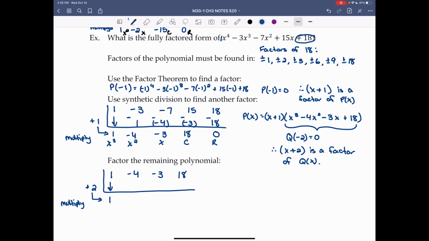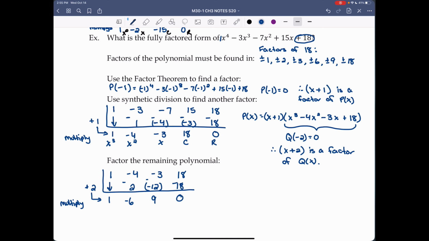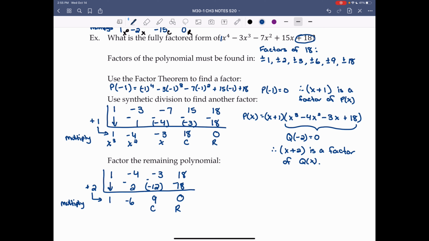Drop down the first coefficient, and then multiply. 2 times 1 is 2. Subtract inside. Negative 4 minus 2 is negative 6. 2 times negative 6 is negative 12. Subtract. Negative 3 minus negative 12 is negative 3 plus 12, which is 9. 2 times 9 is 18. Subtract, 18 minus 18 is 0. That's our remainder.